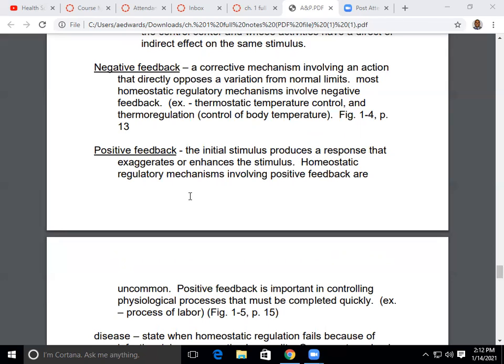Example they give you here is labor, okay? So, if mother's having a child, do you want the contractions to get weaker over time or stronger over time? You want to get stronger, why? So you can get the baby out, right? You don't want the baby staying there for that long a time during labor, okay? You don't want that for the mother or the baby. So there are a few instances where you want positive feedback. Another instance is blood clotting. Okay, when your body starts making a blood clot, it actually speeds up and makes that more rapid.